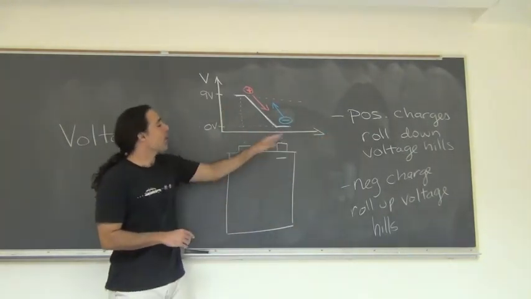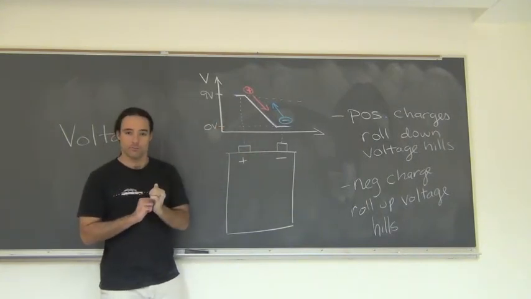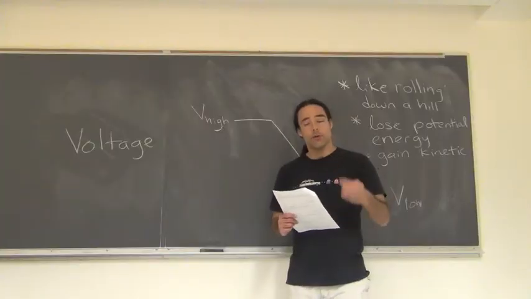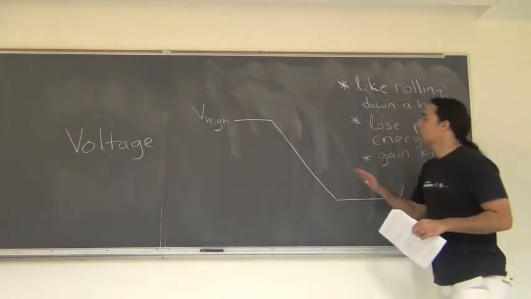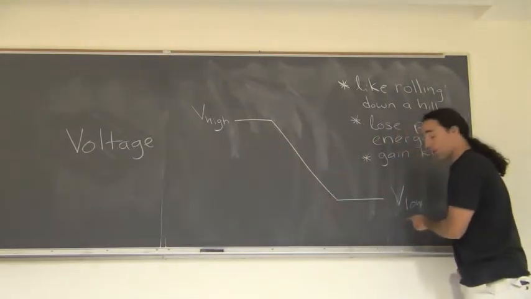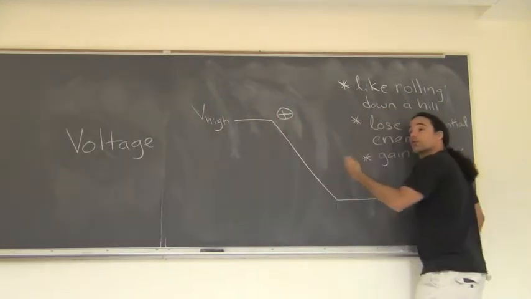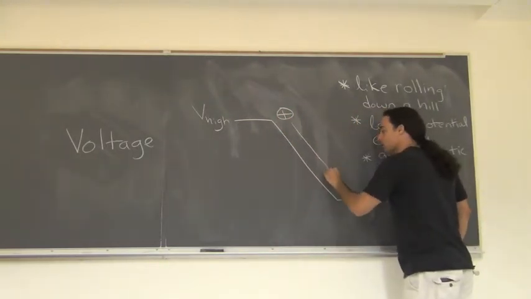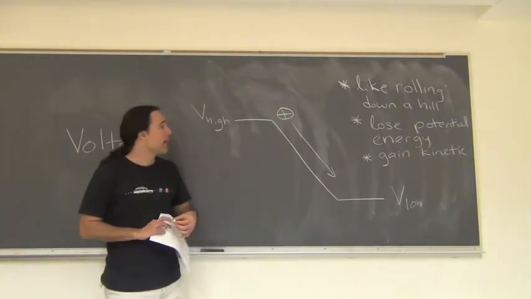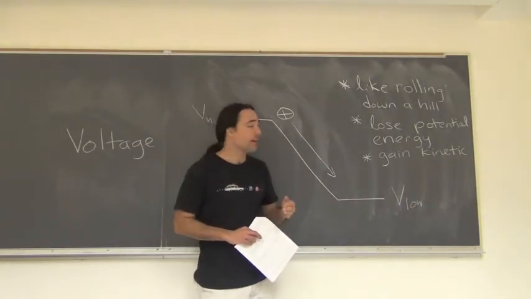Main point to take home here, positive charges go down in voltage, negative charges go up in voltage. So we said that voltage is like rolling down a hill. So if I have a high voltage and I'm going to a low voltage, a positive charge is going to roll down that hill from the large positive voltage down to a lower value of voltage.